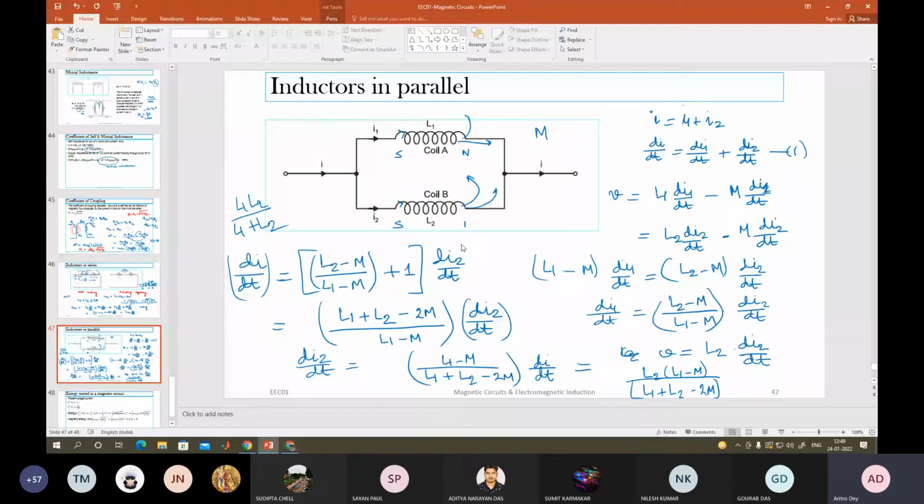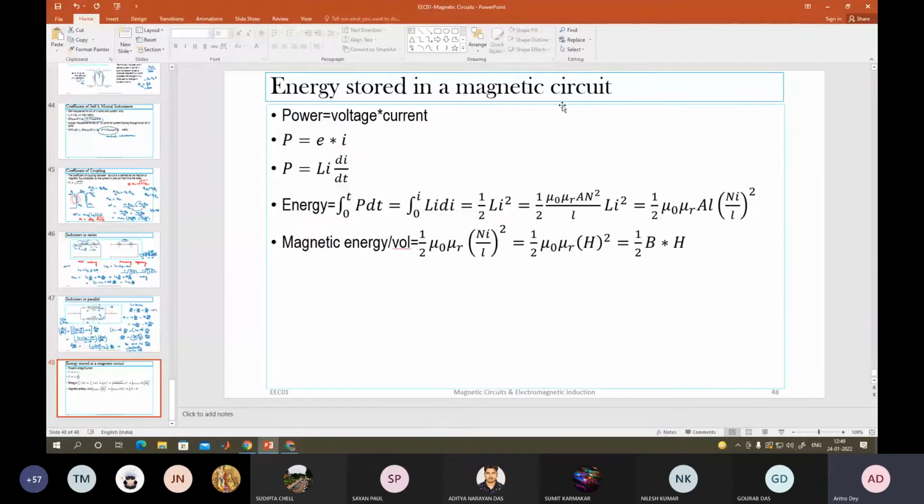And here is the expression of the energy stored in the magnetic circuit, which is very simple. Energy is equal to voltage into current, power equal to voltage into current. If you integrate it, it will become half Li square. Now when you put the value of self-inductance, you will get this. This L won't actually be present, this I should remove. So this is the expression.